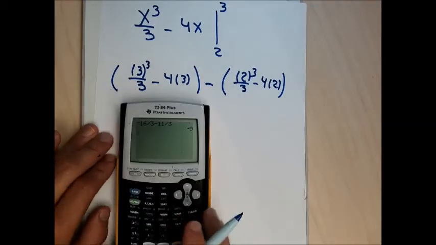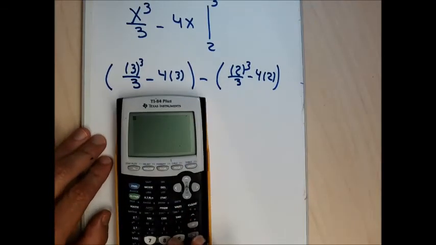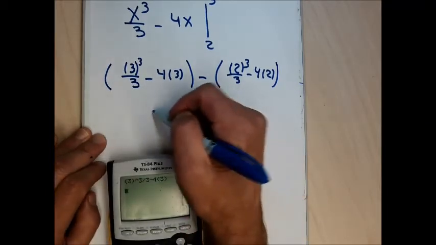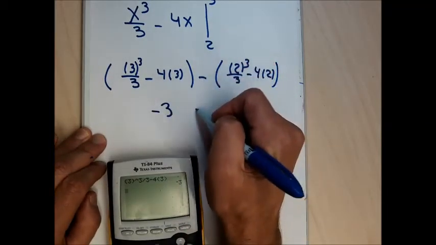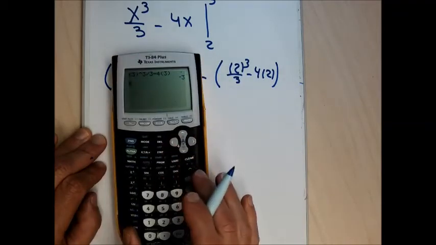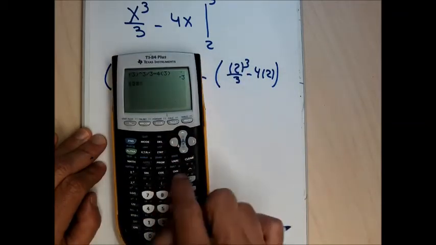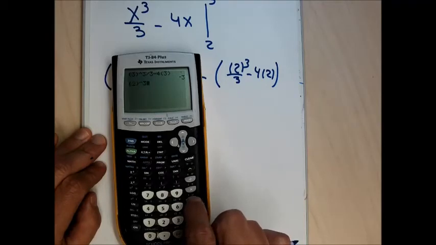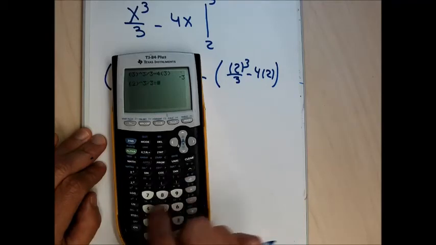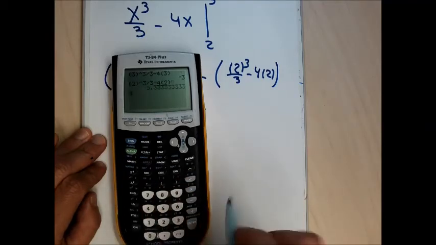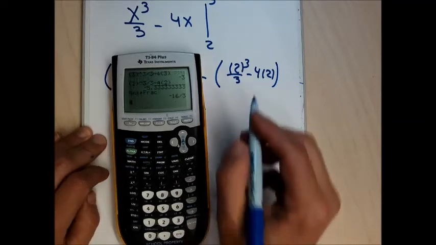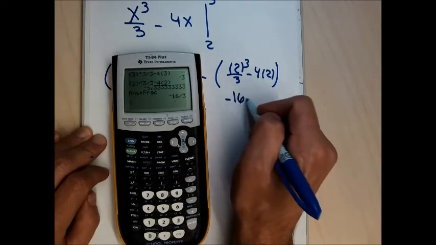Let me do both of these on my calculator because, again, I'm just making too many mistakes right now. So 3 up arrow cubed divided by 3 minus 4 parentheses 3. This first one comes out to -3. I'm going to bring this minus sign down. And for the second one, I'm going to go parentheses 2 up arrow cubed divided by 3 minus 4 parentheses 2, and I get math, enter, enter, a negative 16 over 3.